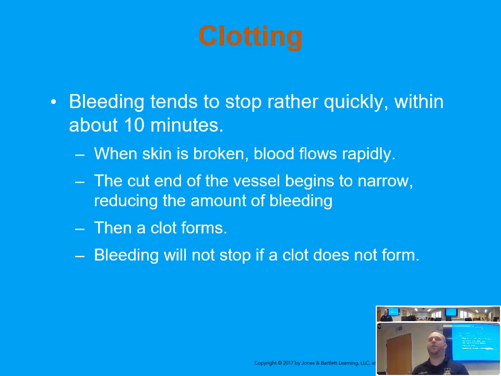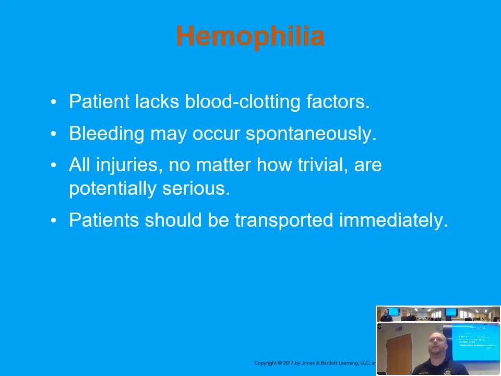People that are on thinners like Coumadin, warfarin, etc. will definitely bleed more and not clot as easily. Also, folks that have underlying genetic disorders like hemophilia do not clot as easily. Because they lack blood clotting factors, bleeding may occur spontaneously, or just by bumping into the side of a table or a door, etc. All injuries, no matter how trivial, are potentially serious to folks that have hemophilia. Again, genetic hematological disorder. Patients should immediately be transported to a hemophilia center or the closest hospital.